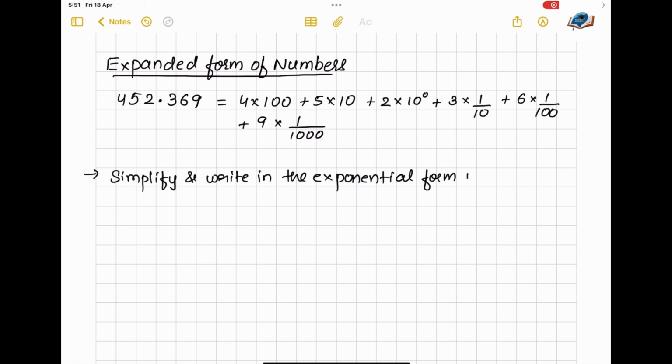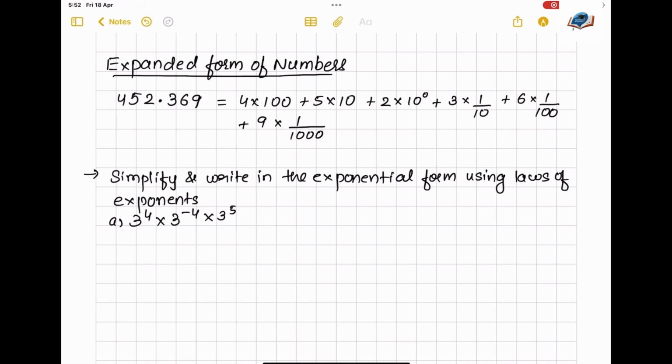Using laws of exponents. And A1 given to me is 3 raised to 4, 3 raised to 4 into 3 raised to minus 4 into 3 raised to 5.